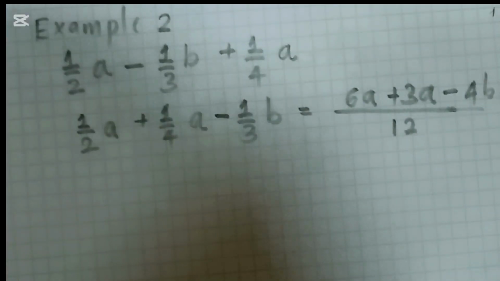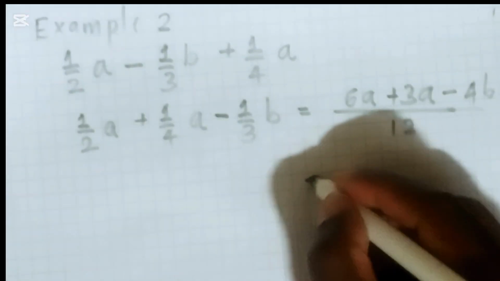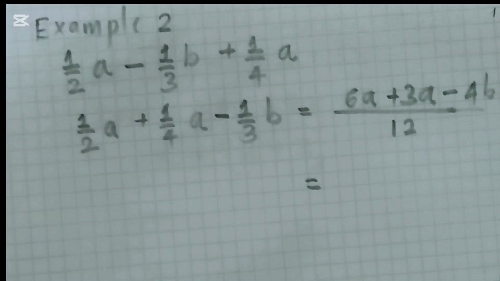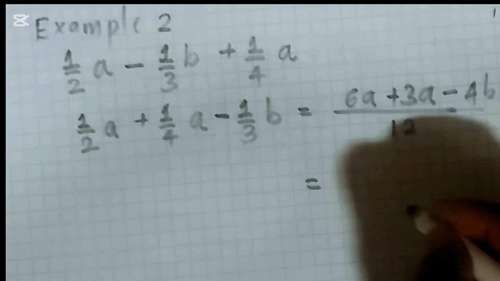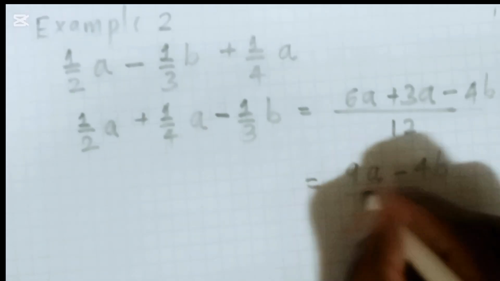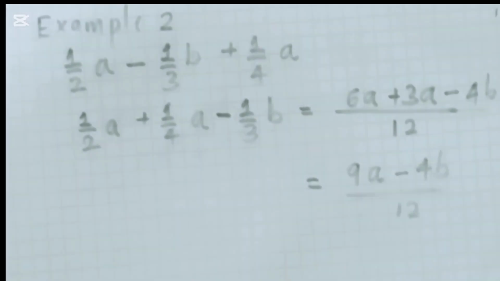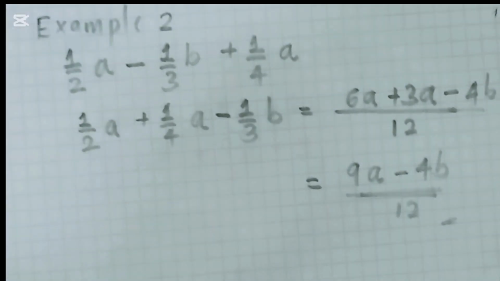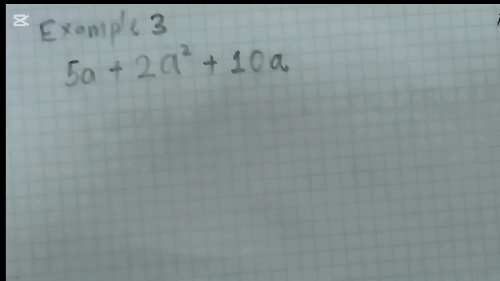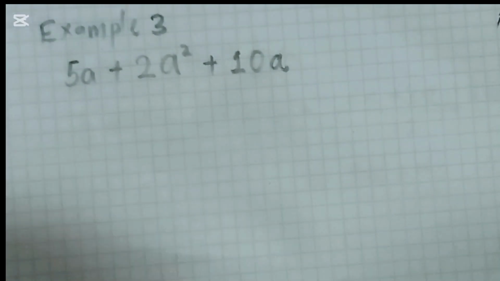Awesome. To simplify this further, we just add the like terms together. That will be 6a plus 3a, which gives us 9a minus 4b, all over 12. And that would be the solution to that problem. Yeah, awesome. For our last example, we are going to handle this simple problem: simplify 5a plus 2a squared plus 10a.